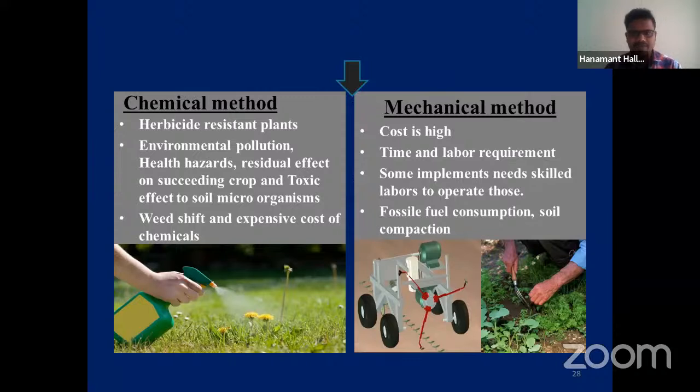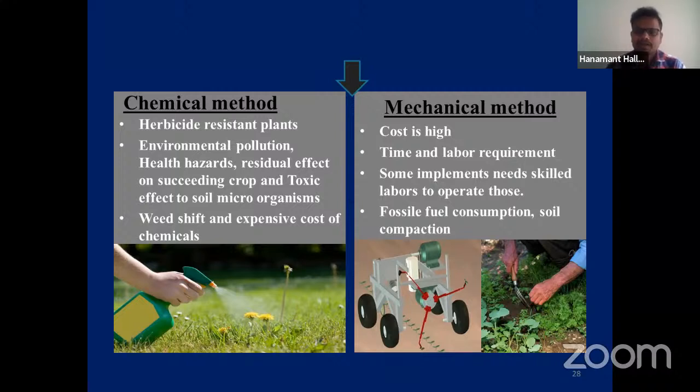So this is just a comparison between chemical method and mechanical method. In chemical method, herbicide resistant plants may occur over a period of time because of continuous use of the same herbicides or chemicals. Then the next concern is environmental pollution, health hazards, residual effect on succeeding crop, and toxic effect on soil microorganisms. Then weed shift phenomenon also may occur, and the cost of chemicals is expensive.